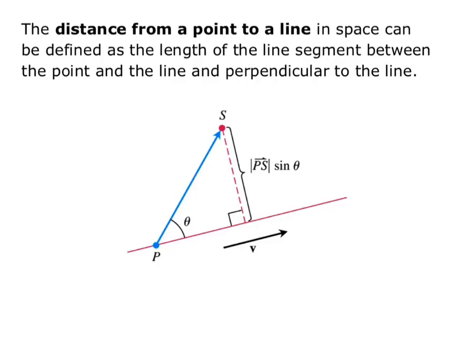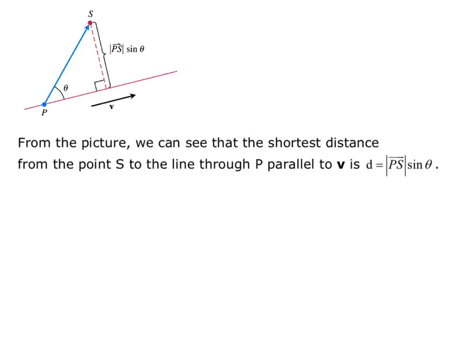And that creates a right triangle with the line as one side of the triangle, the vector PS as the hypotenuse of the right triangle, and then the third side between point S and the line is going to have length magnitude of PS times sine theta, just using right triangle trigonometry. So we can see that the shortest distance from the point S to the line through P parallel to V is D equals magnitude of PS sine theta.